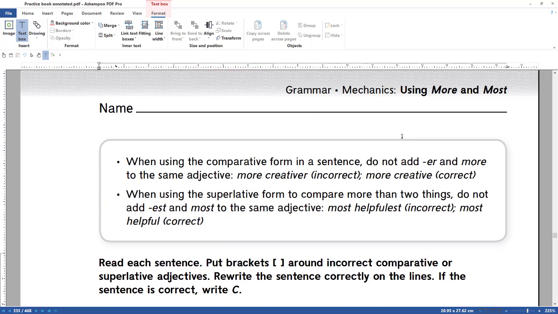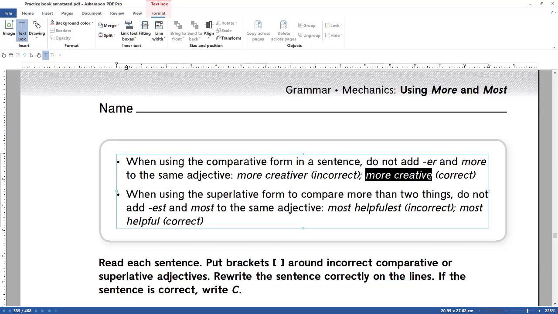Okay guys, so this is the next lesson. The title, as you can see, using more and most. When using the comparative form in the sentence, do not add er and more to the same adjective. Okay, so you can't say, for example, more creativer. No, of course, because here you added more and you also added er. This is not allowed. You have to use only one form, to add er to the short adjective or to add more before the long adjective. So the correct form should be more creative, as you can see here.